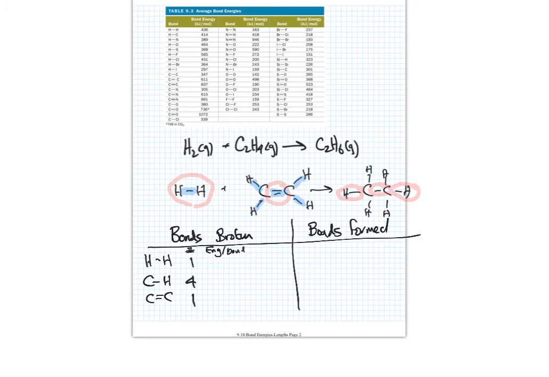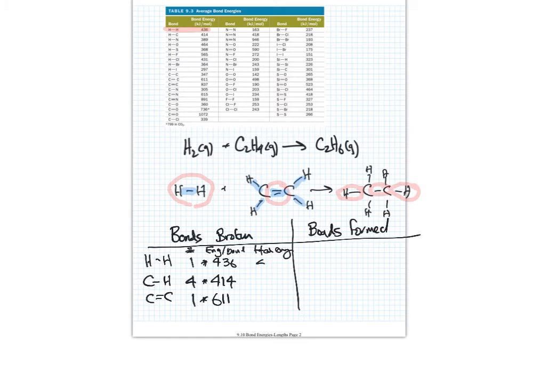So this is where I go up to the table. I say, all right, it's a hydrogen-hydrogen single bond. That's right here. So that is going to be 436 kilojoules per mole. Carbon-hydrogen bond is 414 kilojoules per mole, and carbon-carbon double bond is 611 kilojoules per mole. And then what I just do is multiply these together, because this is going to tell me the total energy for each of these bonds.